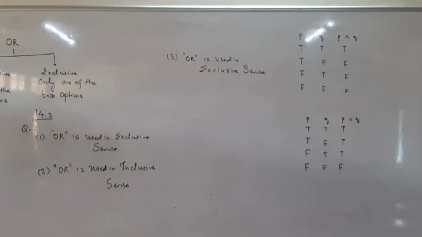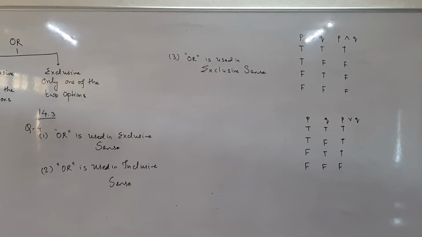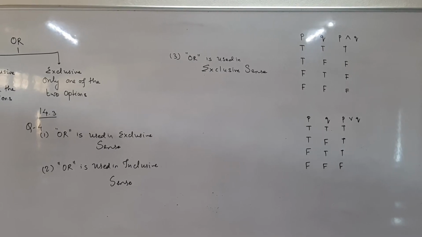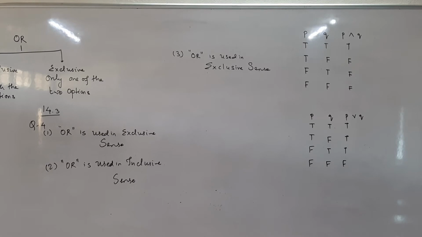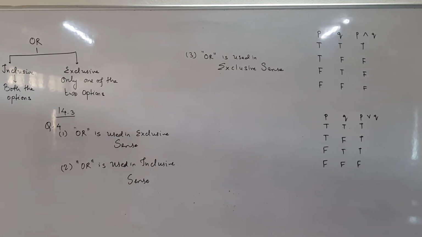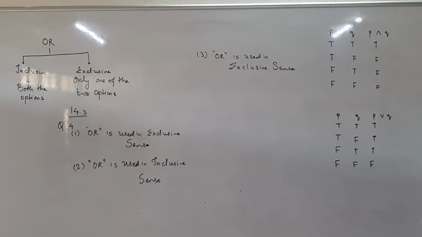So students, OR is basically used in two senses. One is inclusive, students, and the other is exclusive. So this, students, we have to perfectly remember and memorize. So don't worry, students, this is a very important theoretical topic. The logical connective OR is basically used in two senses. One is inclusive sense and the other is exclusive sense.